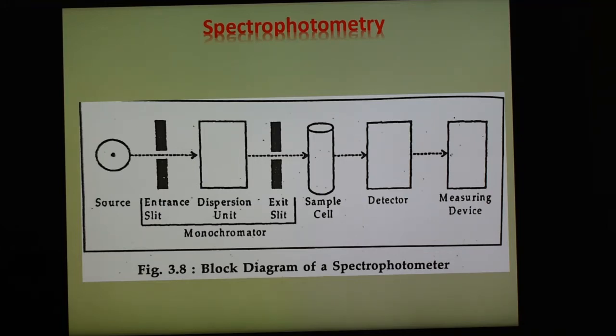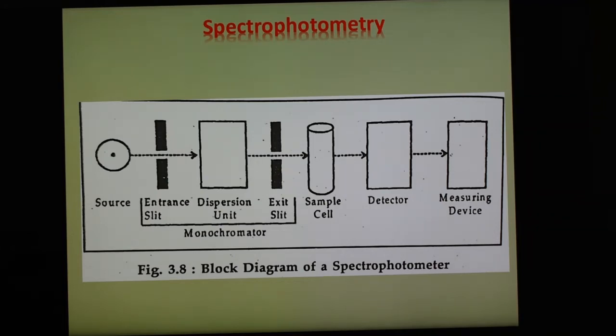And again, now there are different parts, and this spectrophotometer consists of different components. First is a source. For the visible range, a tungsten filament lamp is used. For the UV range, a hydrogen or deuterium lamp is used as a source.